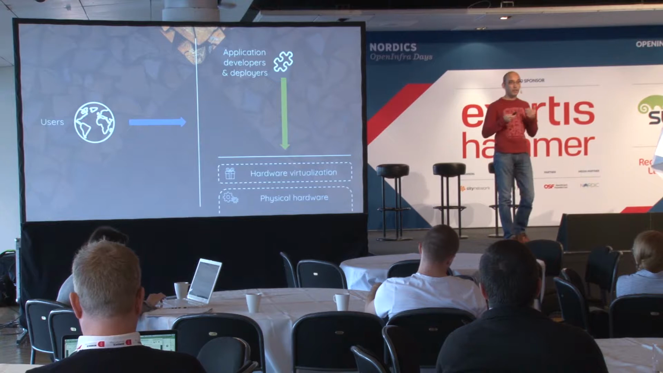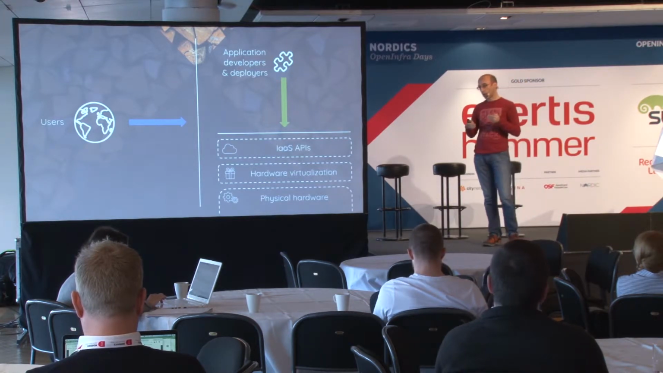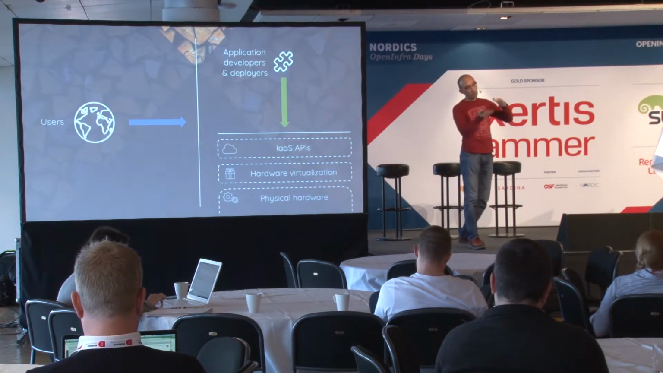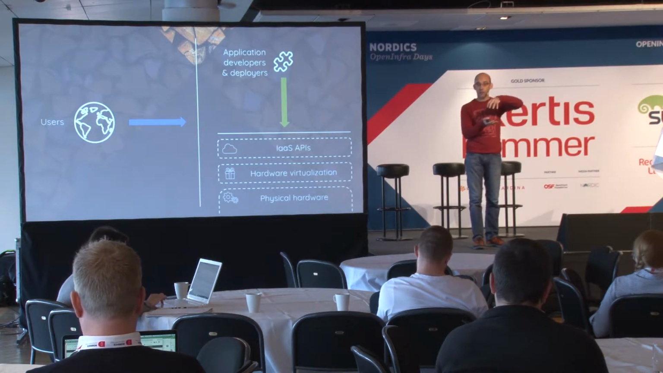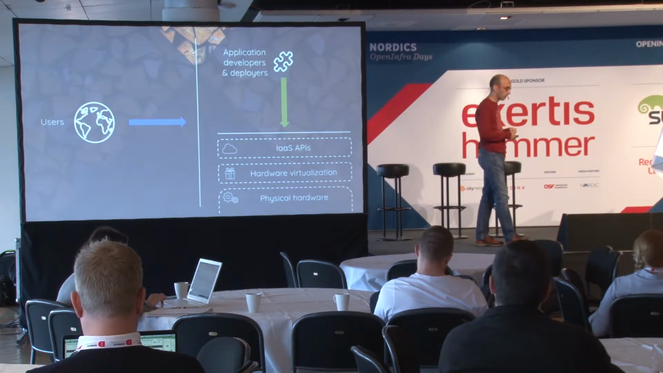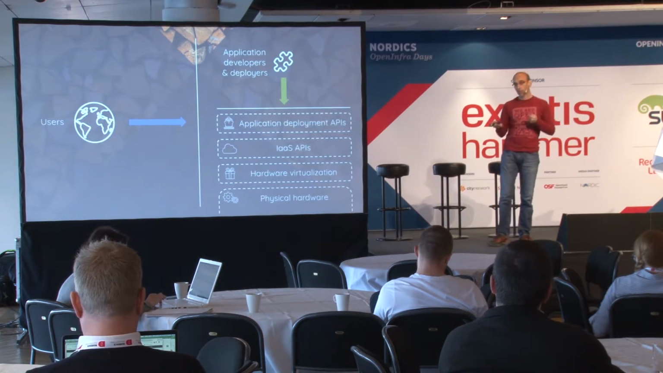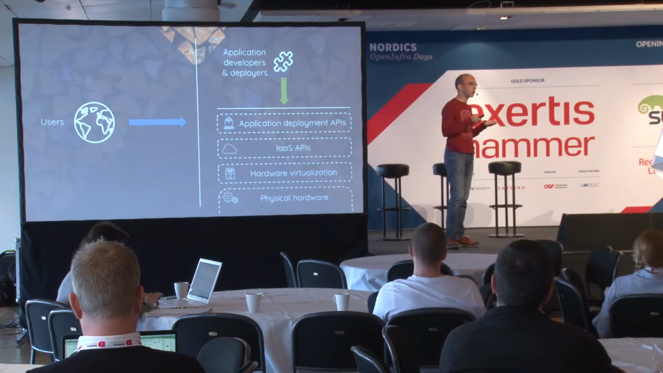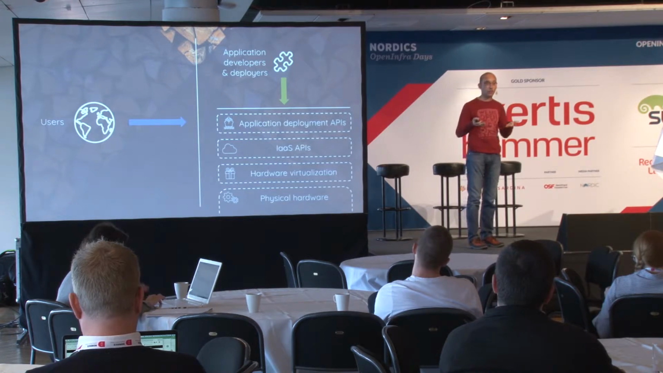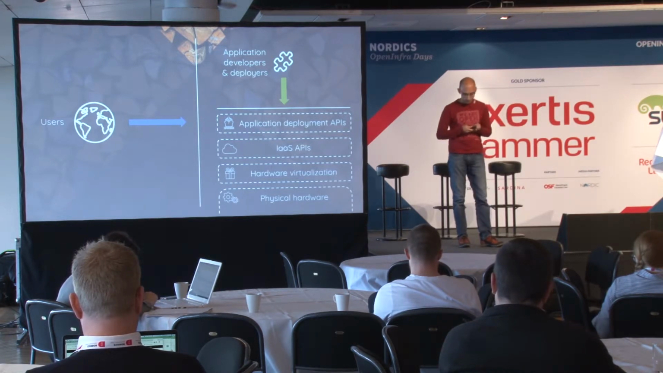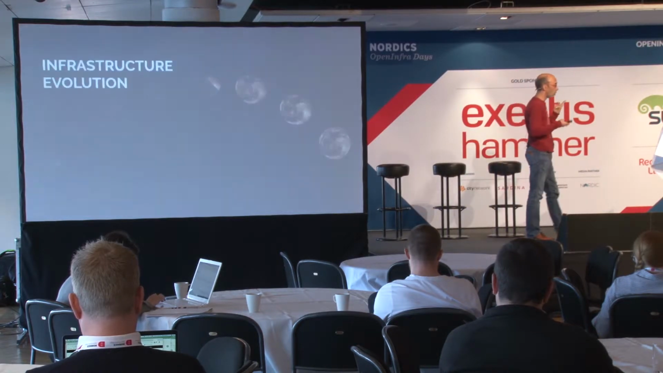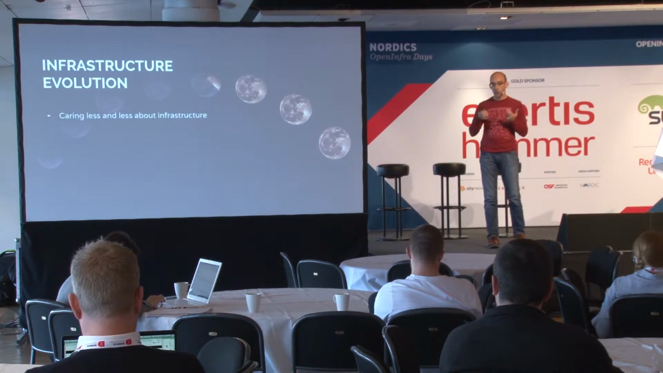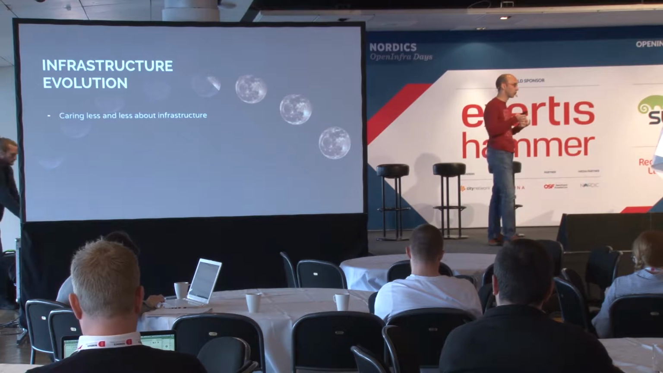And then we added more layers. We added cloud APIs. It's basically providing programmable access to those virtualized resources. So you have programmable infrastructure on one side and cloud-native applications that are being deployed on top of that. Then more recently, we added a new layer, which is application deployment APIs, which is basically what Kubernetes provides. Higher-level abstractions that you can use to deploy complex applications on top of those virtualized resources. So we're seeing more and more of this infrastructure evolution. We're seeing evolution with developers and application deployers wanting to care less and less about infrastructure details.